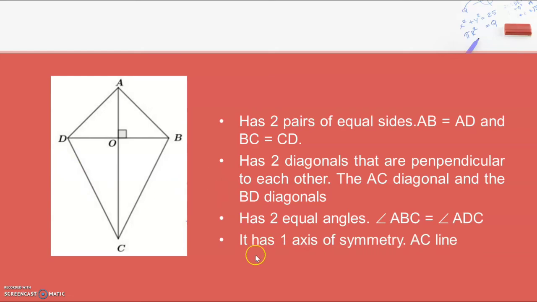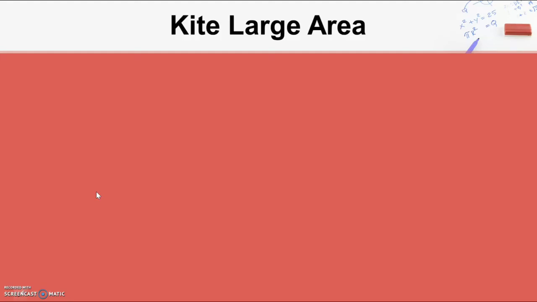And for the last, the kite has one axis of symmetry. The axis of symmetry is the axis that will divide the shape into two parts of the same shape and size. So the AC line is the axis of symmetry of the kite, which, if it is cut, will form two triangles of the same size.